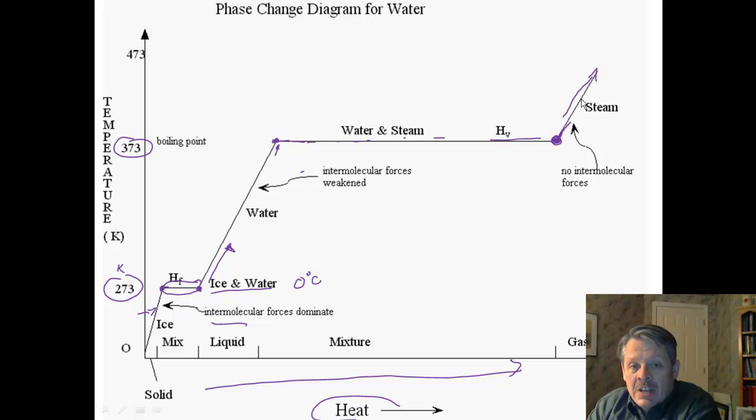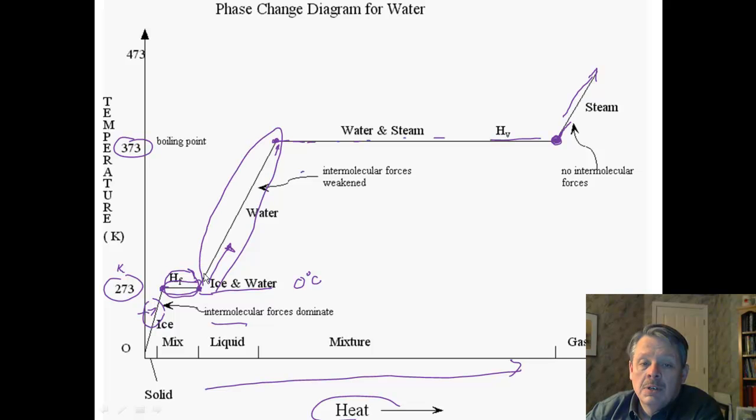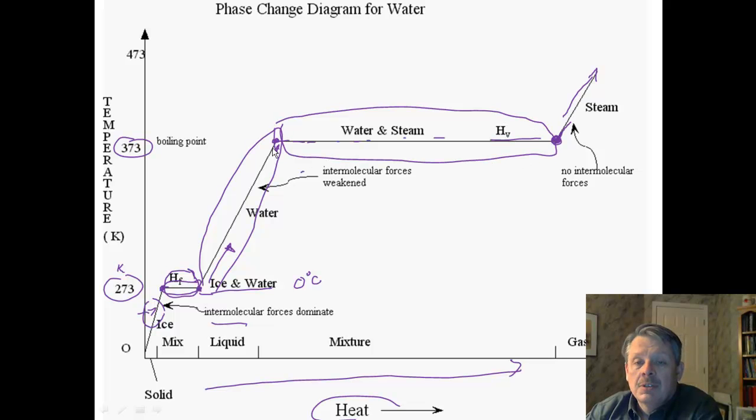Please write this down. Pause the video, write it down. Okay, make sure that you understand in this first part of the graph, from here to here, you have solid ice. During this part of the graph, you have a mixture of ice and water. Here, from here to here, you have liquid water. All right, but once you start hitting here, that water is evaporating. So you have both water and steam present, right? Both a liquid and a gas. And then up here, all you have is a gas present.